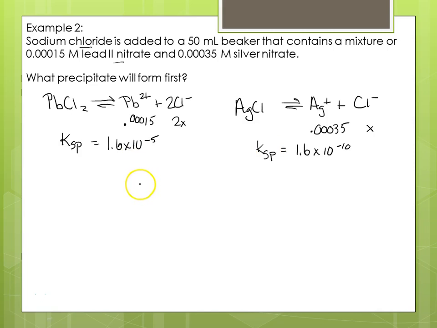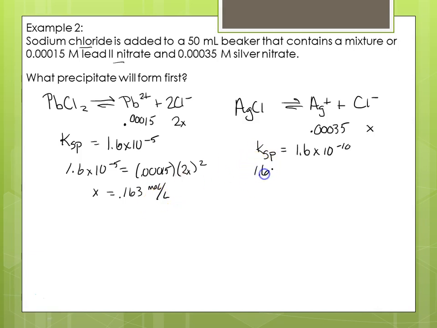No, you got to look at your molarities and so forth. So let's go ahead and solve for my molar solubility of the chlorine ion. So we've got 0.00015 and then 2x squared. And so when I calculate this, x is going to come out to be 1.63 moles per liter. And so that's the concentration of chlorine ions that I need for lead chloride to precipitate.